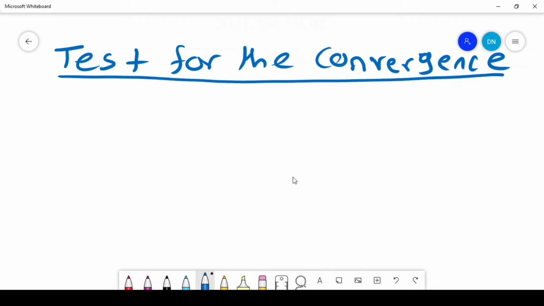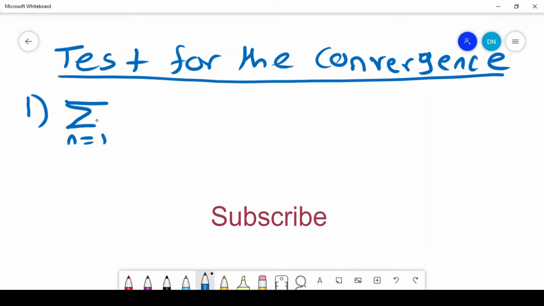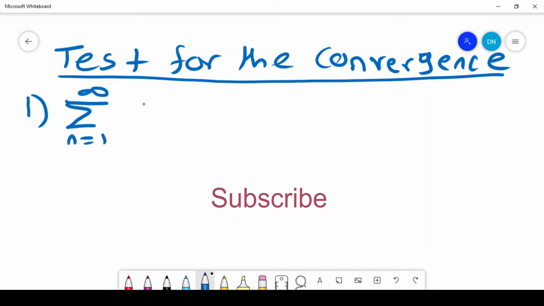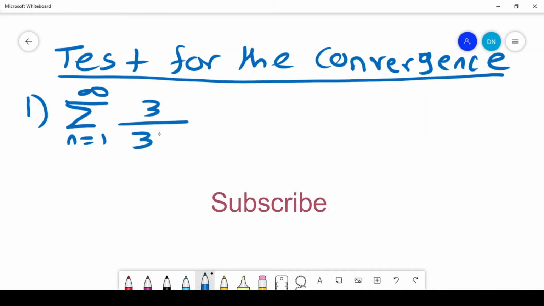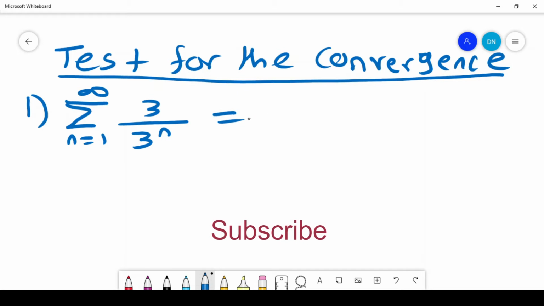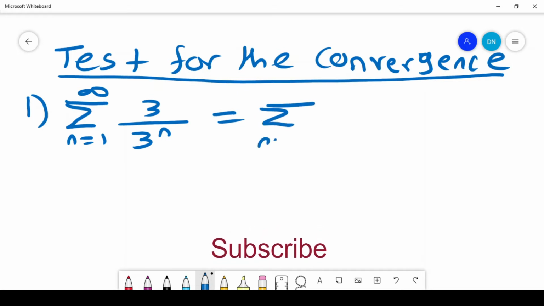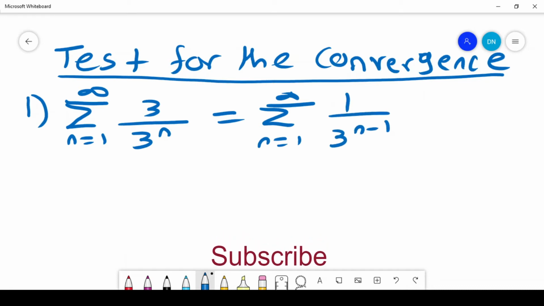How we can test for convergence, and I want to look at three different approaches. We can start with our example. We have a series here that we've been given, n from 1 to infinity, summation 3 over 3 raised to power n. This we can write as n from 1 to infinity 1 over 3 raised to power n. The first method that we would want to attempt to use is what we call the ratio test.